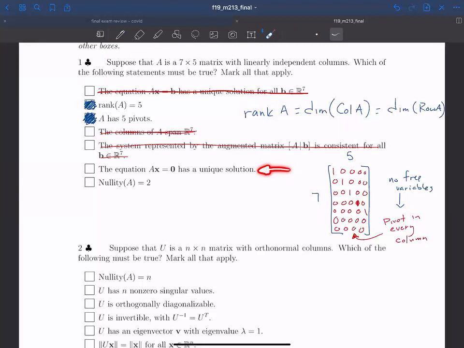Well, first of all, does it have a solution? Yeah, it definitely always has a solution, right? I can plug in x equals 0. So the question is, is that solution unique? In order to determine that, I just need to look at whether I have free variables. Because I have a pivot in every column, I know I'm going to have 0 free variables, and therefore I only get one solution. So this one is true.